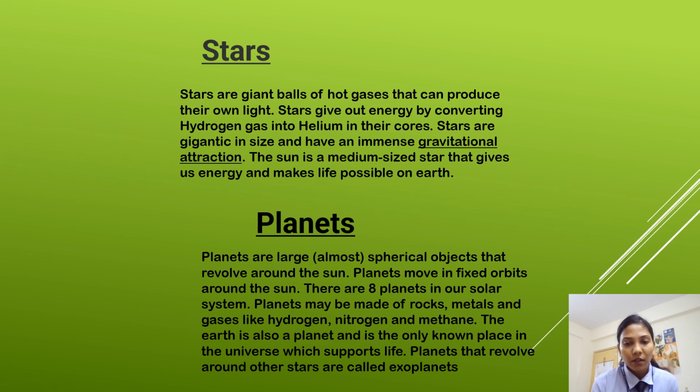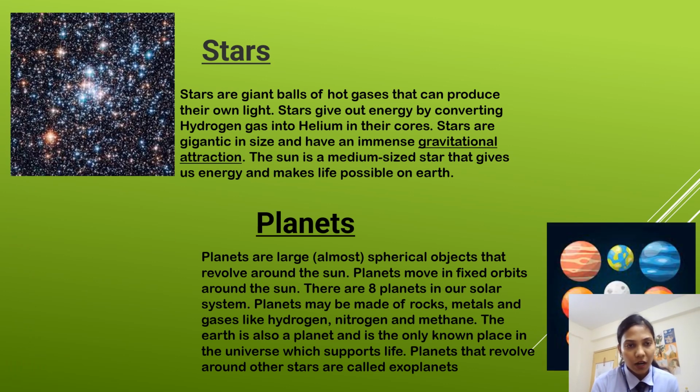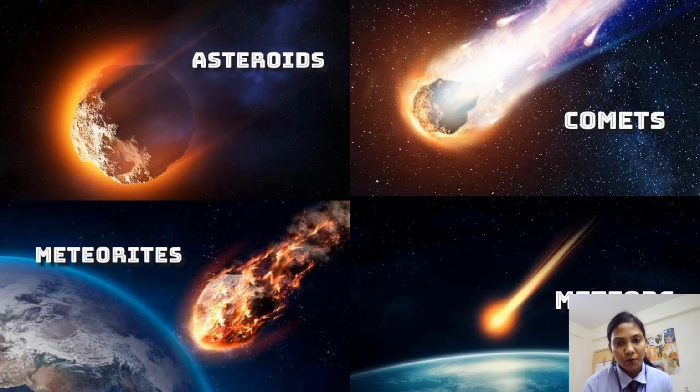Okay, so now you understand what the planets are. Now we go to the next slide. There is a picture of stars and the planets. There are some more examples of celestial bodies like asteroids, comets, meteoroids, and meteors.